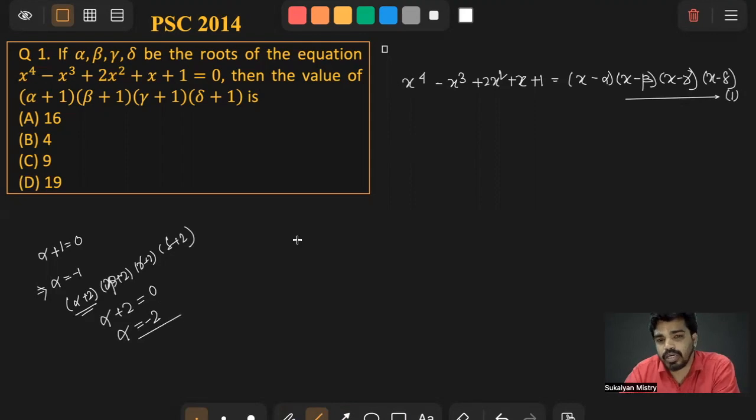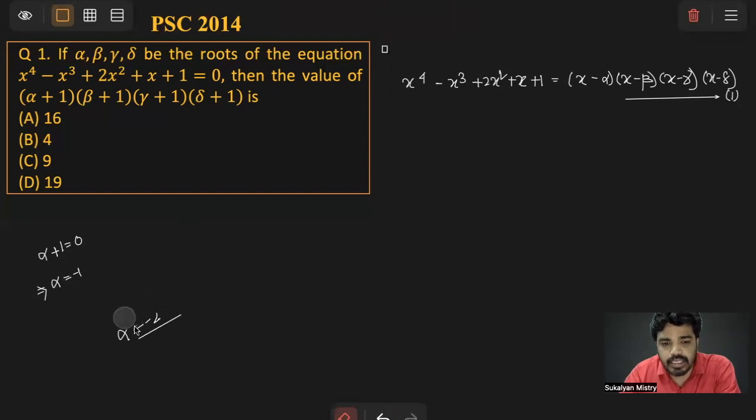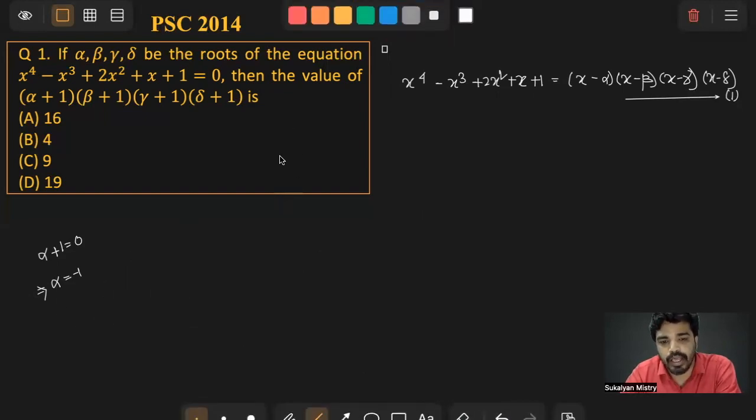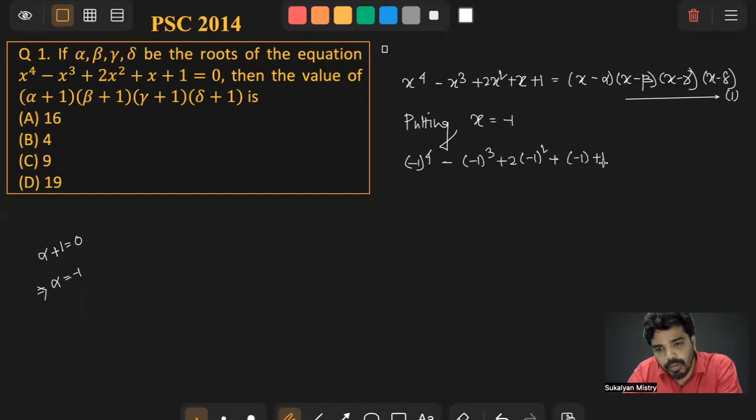Minus 2. Correct? Clear? So for this problem, we have to put x is equal to minus 1. Okay? So putting x is equal to minus 1, alpha plus 1 is equal to 0, that is alpha is equal to minus 1. So putting x is equal to minus 1, we get minus 1 to the power 4 minus minus 1 cube plus 2 into minus 1 square plus minus 1 plus 1, so that is equal to minus 1 minus alpha, minus 1 minus beta, minus 1 minus gamma, minus 1 minus delta.